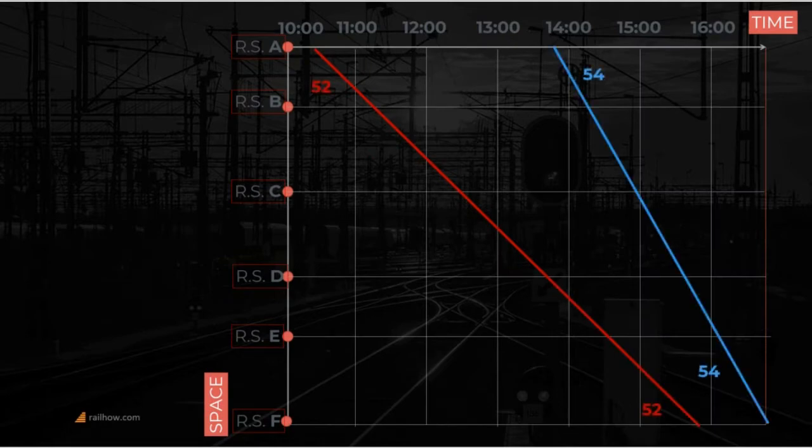Train number 52 is slower than train number 54 on the same route. It needs more time to travel between stations A and F. The steeper gradient of train 54 is indicating that 54 is a faster train. Both trains are non-stop trains, as they do not stop at intermediate stations.